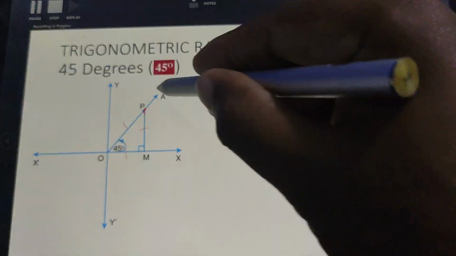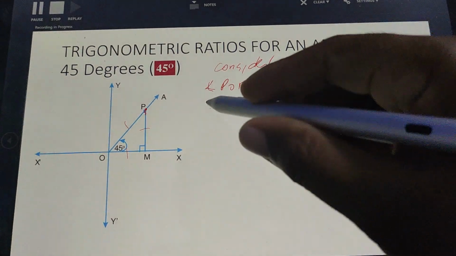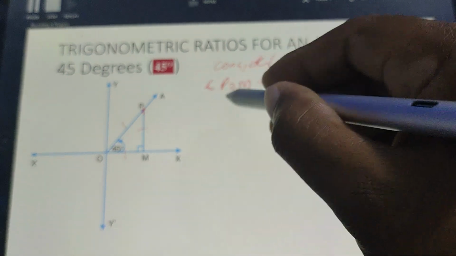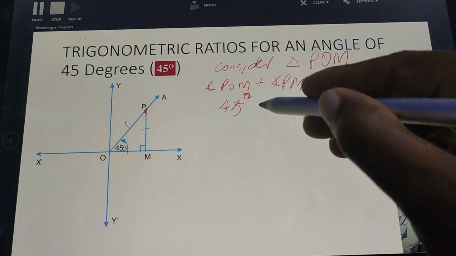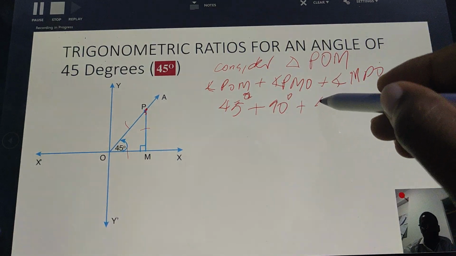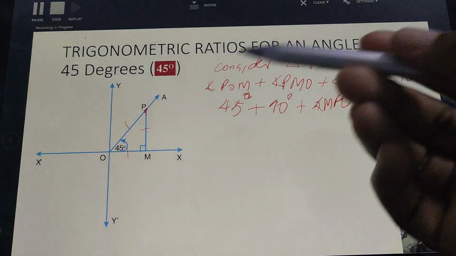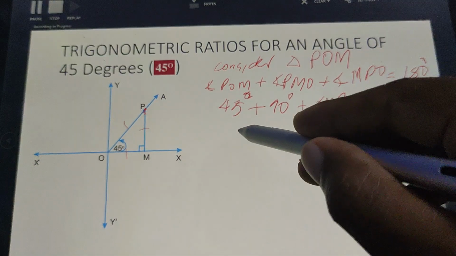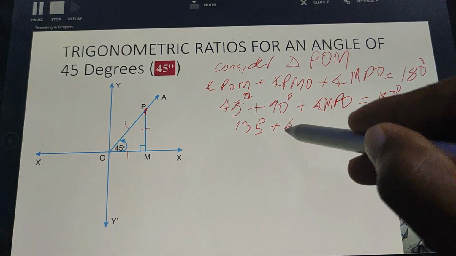angle MPO, this angle. All of them, their sum should give you 180 degrees, the angle sum of a triangle. This one we know, and this one we know is 90 degrees. It's a right-angled triangle. POM is 45 degrees plus PMO, that's 90 degrees, plus angle MPO should be equal to 180 degrees. If you add 45 plus 90 degrees, this should be 135 degrees plus angle MPO.